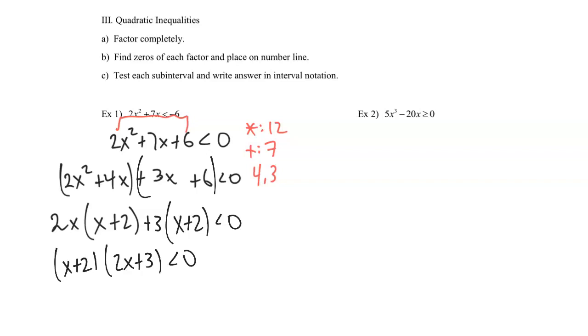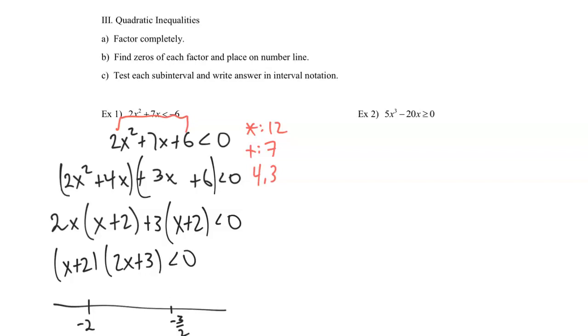Now, we're not going to set both of these less than 0 like we did when we were solving. Instead, what we're going to do is draw a number line, and we're going to put the zeros of these two factors on the number line. So if you look at the first factor, x plus 2, if you were going to set that equal to 0, you would get -2. And if you look at the second factor, 2x plus 3, if you were to set that equal to 0, you'd move over the 3 so that it became negative, and then divide by 2, which is going to give you -3/2 or -1.5.